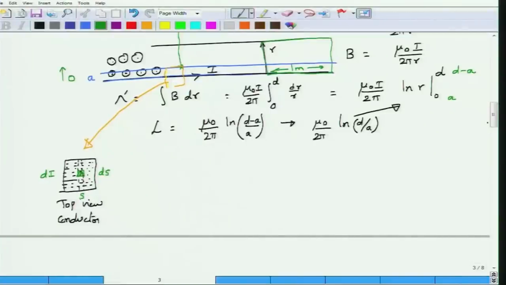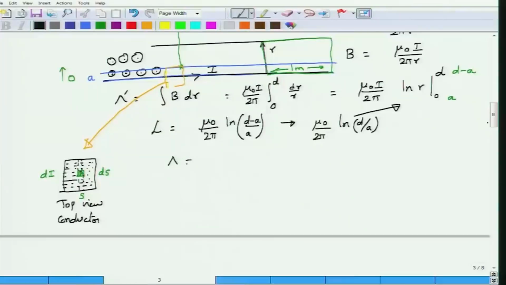So if you can find a way to take into account that the conductor has a finite cross section S, and this finite cross section S can be composed of multiple smaller segments of cross section ds, each carrying a current dI, then we will be able to talk about partial flux, or flux that is linking with conductors of finite cross section. To do that, let us review what magnetic flux linkage was.